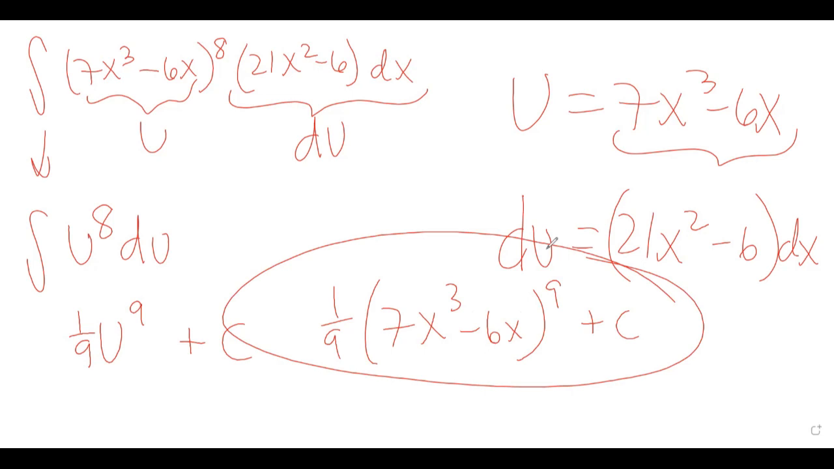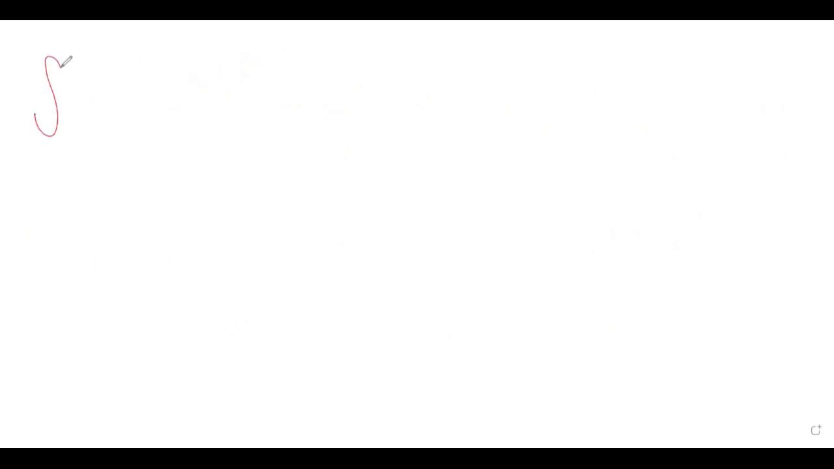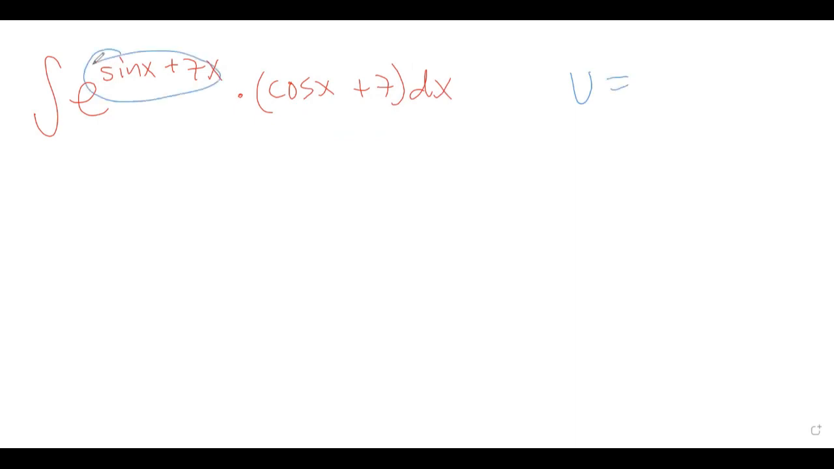Yeah, that looks good. So let's try maybe 3 more here. So what about this one? The integral of, let's say, e to the power of sine x plus 7x, and then times cosine of x plus 7, with a dx in the back. And so analyzing all the information, I would allow u to equal only the exponent in this case, not the e. No, no, just its exponent in this case.